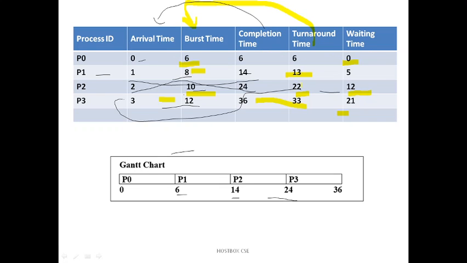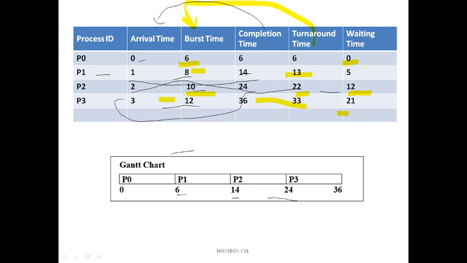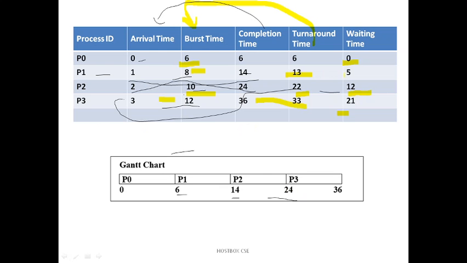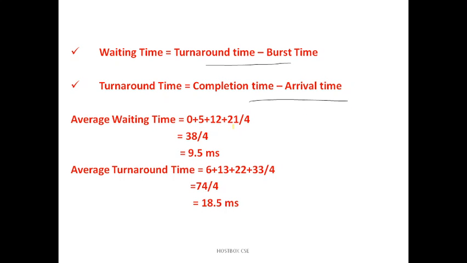Now we conclude with the totals, that means average waiting time as well as average turnaround time. So average waiting time is equal to what? The total waiting time divided by the number of processes, that is 4, totally 1, 2, 3, 4 processes. So you add everything, that is 0 plus 5 plus 12 plus 21 divided by 4. What answer will you get? You will get 38 by 4, that is 9.5 microseconds. So average waiting time is the sum of all waiting times divided by the number of processes, that is 4.